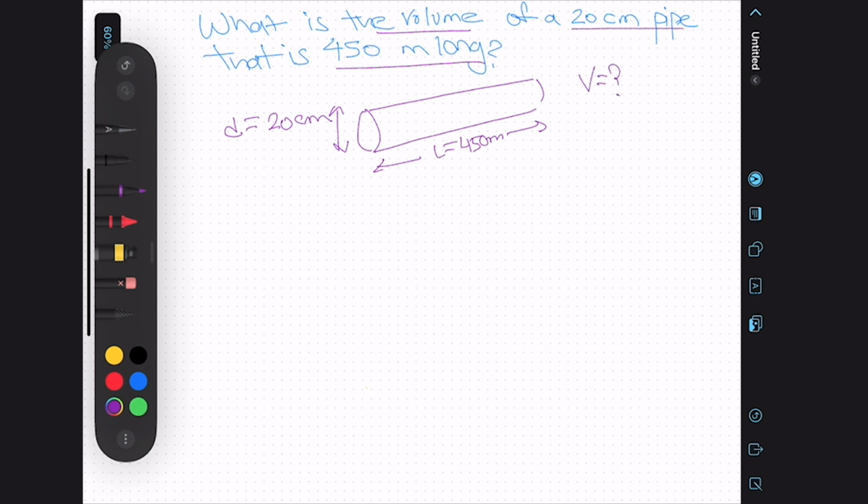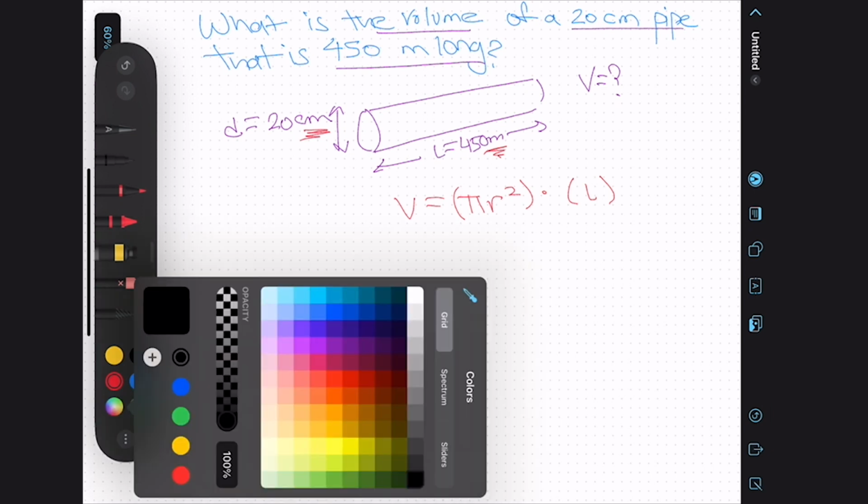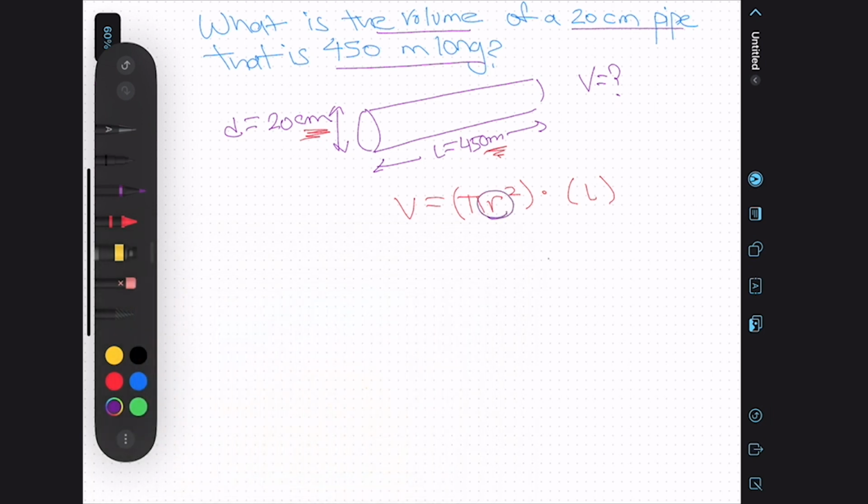So immediately some things that I'm noticing is that the dimensions here are different. So we know that we're going to have to do some unit conversions, and we're also going to see that in our formula sheet, the volume that we're given for a pipe is pi r squared multiplied by the length. And something else that I'm seeing by looking at the formula sheet right here is that it is giving a formula in radius, but the question has given us the problem in diameter.